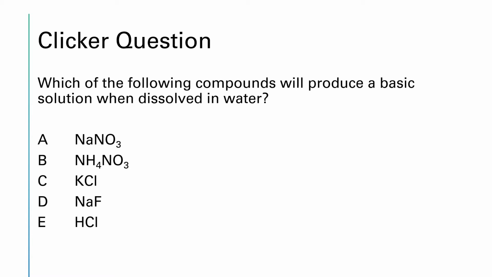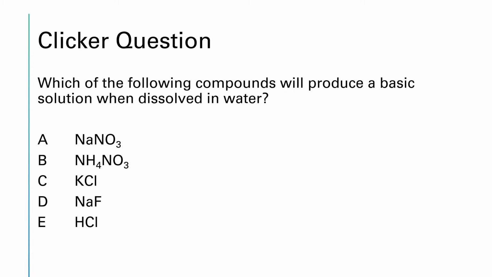If one of these was produced by a strong base plus a weak acid, that strong base wins, giving us a basic salt. So let's take a look at what all we have going on here.